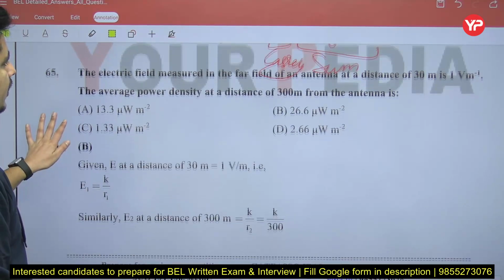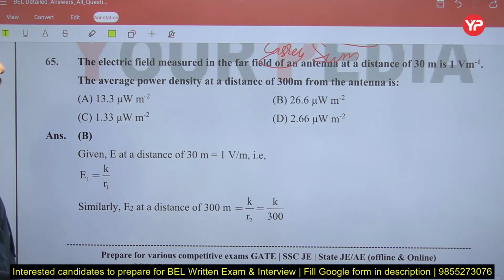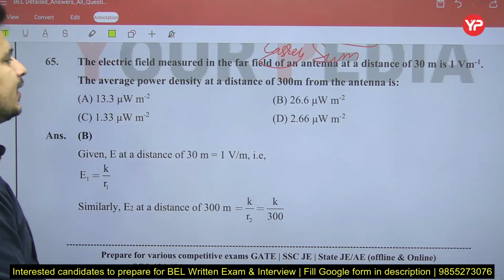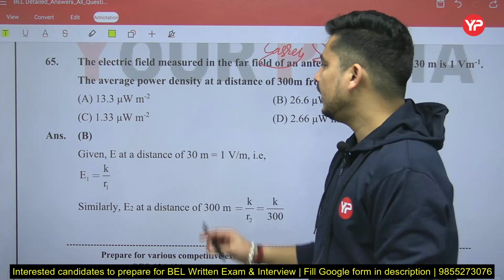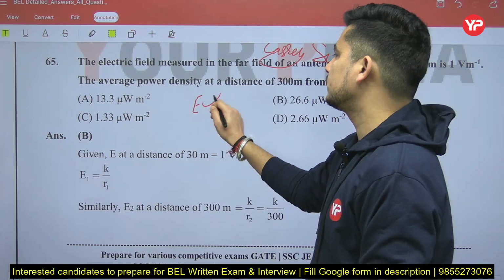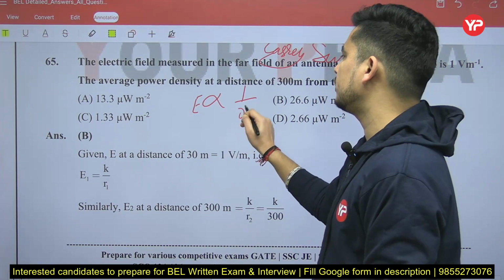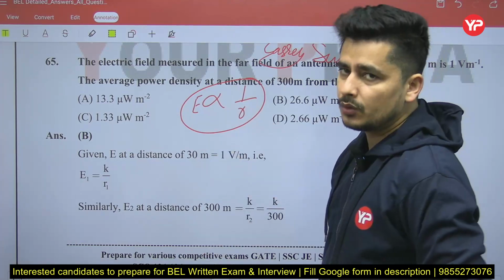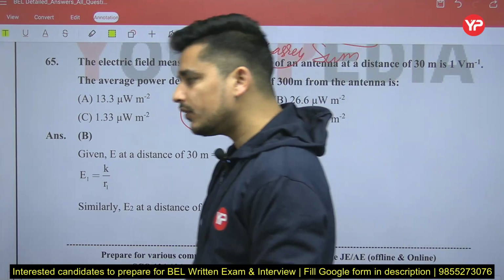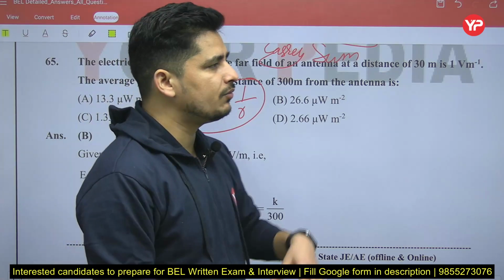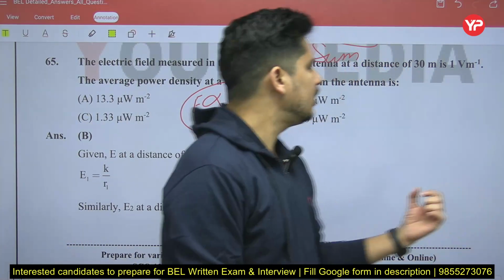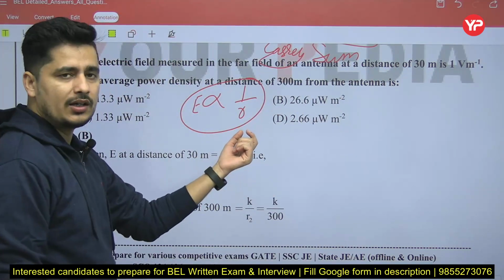The electric field measured in the far field region of an antenna. Far field: basically, whenever your antenna works in the far field region, the electric field of the antenna is inversely proportional to the distance, right? Inversely proportional to the distance. In the near field region there are R square terms, R cube terms, but in the far field region we can neglect the R square term, while in the near field region the R square terms are also there.